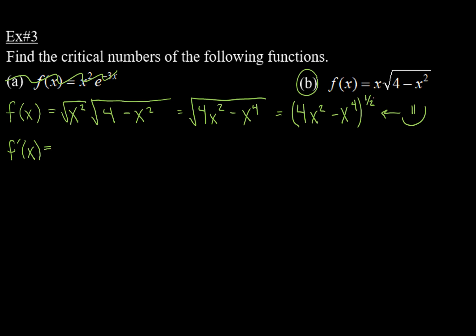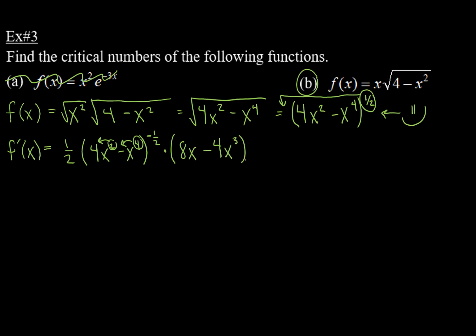Okay, so f prime of x, I'm just going to take this 1/2 and bring it down in front. I leave the inside alone. I reduce the power of 1/2 by 1. And now I multiply by the derivative of the inside. So this 2 is going to multiply the 4 and then reduce the power by 1. And then this 4 is going to come down here, and then I'm going to reduce the power by 1.